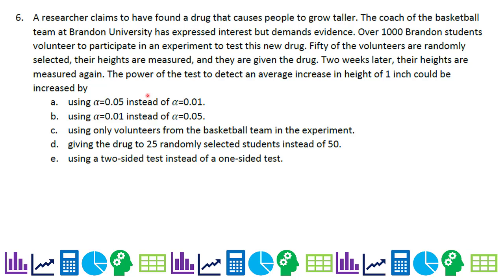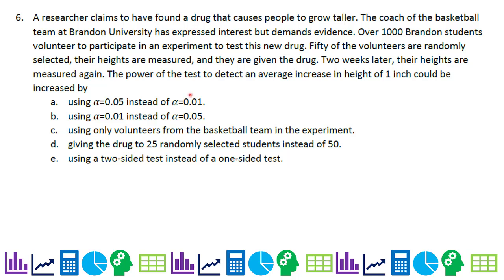The power of the test to detect an average increase in height of 1 inch could be increased by, now they don't say bigger sample size, so that's usually our magical solution, right? They're talking about different alphas. Using only volunteers has nothing to do with it. Smaller sample size is bad. Using a two-sided test instead of a one-sided test wouldn't make sense because it actually makes it worse, because we want an increase of more than 1 inch. We don't want our people shrinking, so E is not applicable.